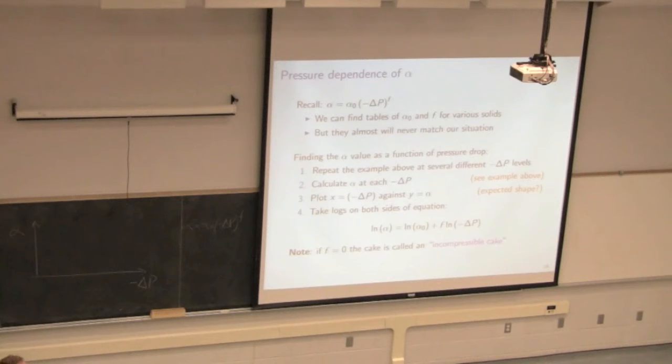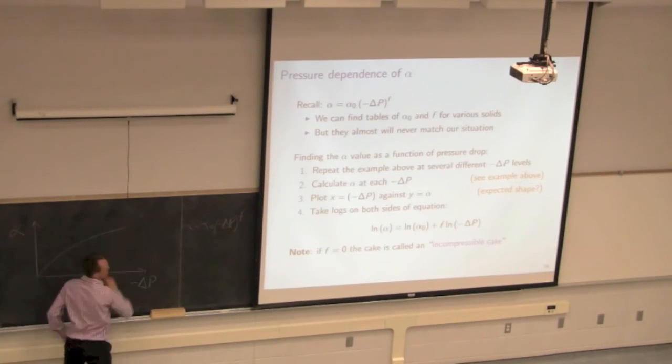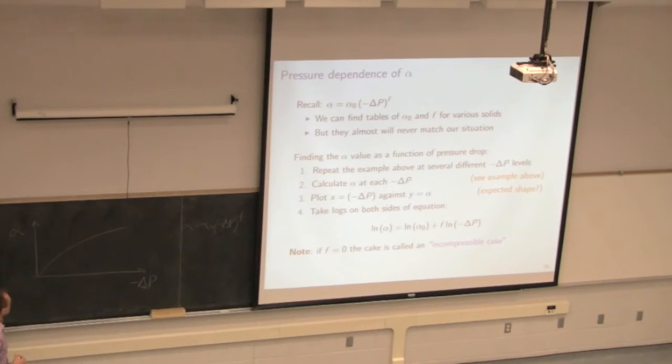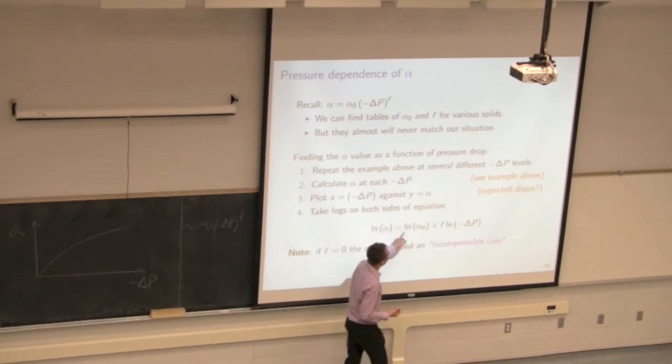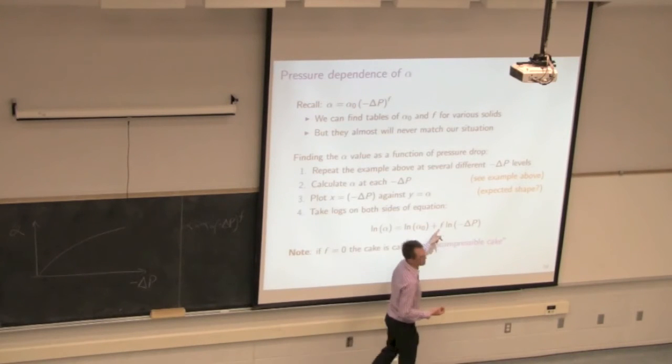Indicating that there will be an increase in alpha, and in general, you'll notice the trend along that sort of line, for that shape. And if you plot it on log axes, log of alpha versus log of the pressure drop, you'll get a slope F.